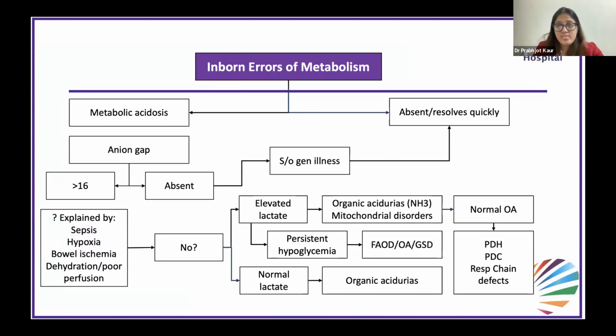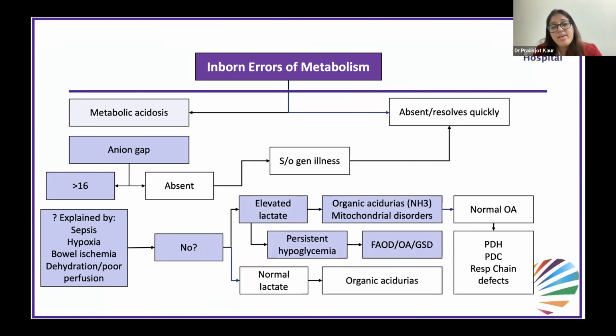So in case we have screening investigations, which include our basic testing like hypoglycemia, urine ketones, ammonia, lactate, which are elevated or abnormal, or acidosis, which point towards an IEM, then we can follow a common approach. In case we have metabolic acidosis, which is not explained by associated sepsis, hypoxia, bowel ischemia, gut issues, dehydration or poor perfusion, then we look at how the lactates and ammonia are. So if we have an elevated lactate, especially with high ammonia, we consider organic acidemias. Elevated lactate on its own may be present in mitochondrial disorders. Associated with persistent hypoglycemia, we should consider fatty acid oxidation disorders, organic acidemias, GSDs. So these are the disorders in which the energy metabolism is affected, which secondarily results in elevated lactate.